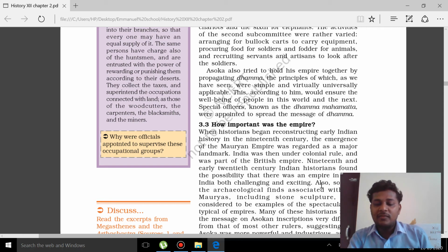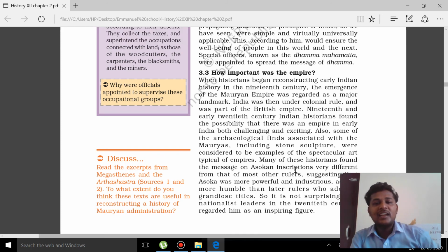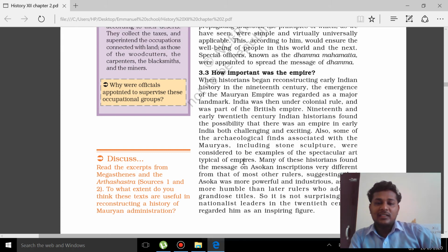Also, some of the archaeological finds associated with the Mauryas. If you have to write the first question from this, the first importance is that it was a challenging and exciting empire we had in early Indian history. First point. Also, the archaeological finds associated with the Mauryas, including stone sculpture, were considered examples of spectacular art. Very, very important. The second importance is spectacular art. Typical examples of it are very important from the point of view of art: the inscriptions, the stone sculptures and all that. And the second point.